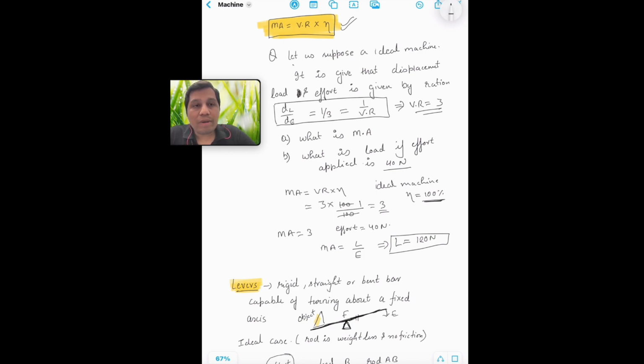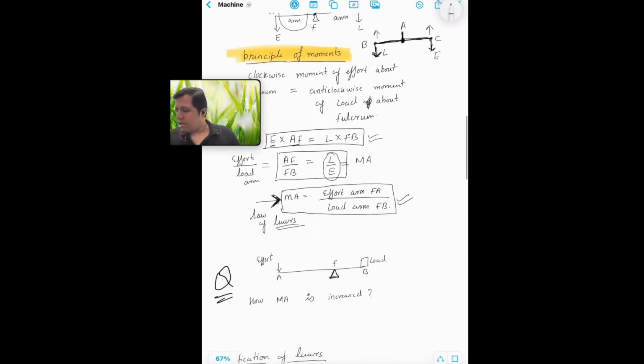You should remember it because someone may ask you a multiple choice question, and if you know this formula, you will give your answer within 2 seconds. If it says to consider it as an ideal machine, you know that mechanical advantage is equal to velocity ratio. Okay.